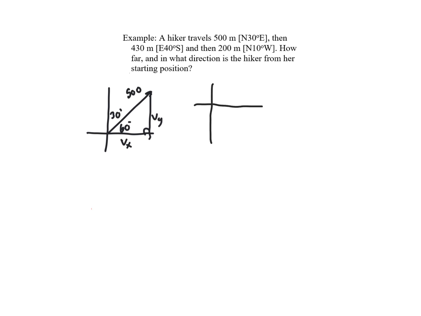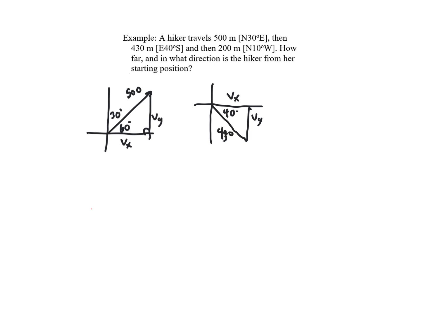Okay, so let's draw our 3 trips. So the first trip, we're going north 30 towards the east. So that's going to make an angle that is 60. And we're traveling at 500 meters. The second leg, they're going east 40 south, which is described a little differently than we normally do. So it's starting at east, going 40 towards the south, but that's fine. So we get that. And that's going 430 meters.